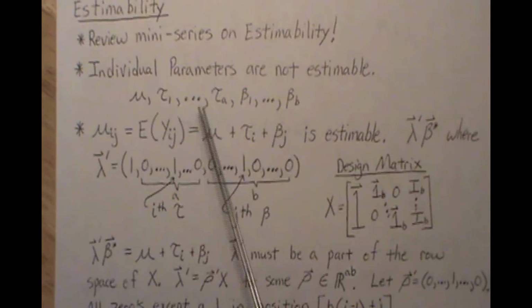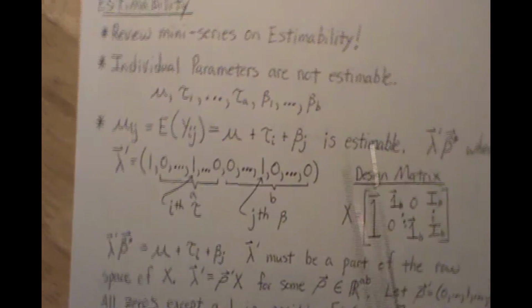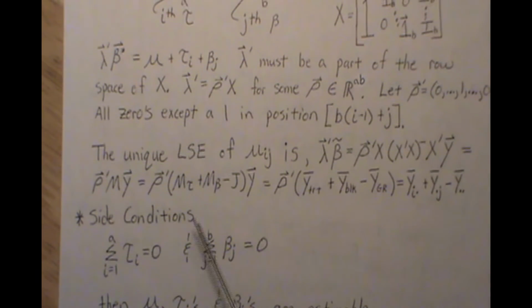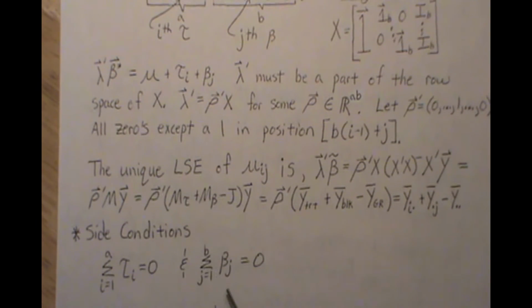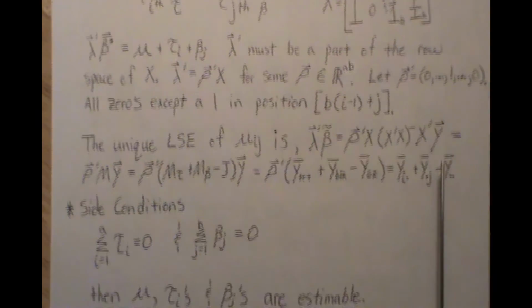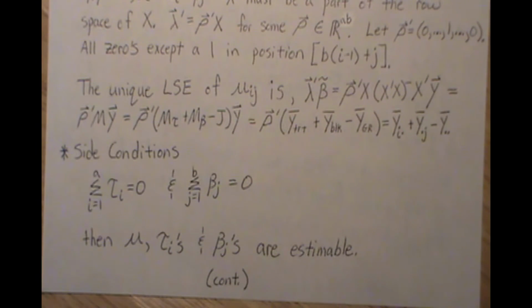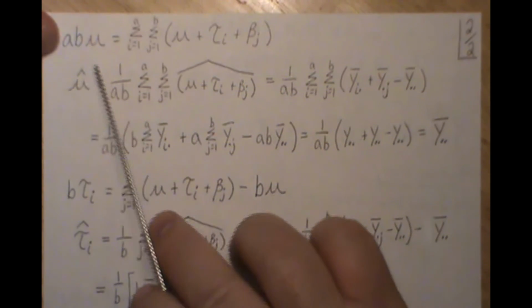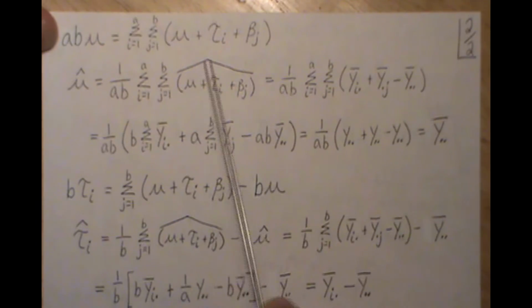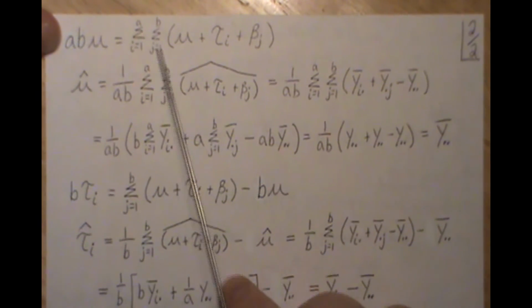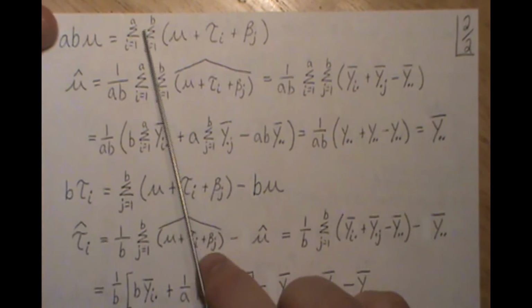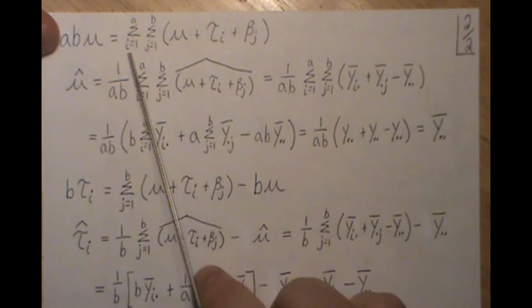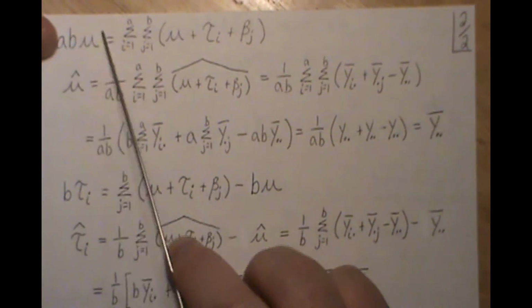Now, to get these individual parameters to be estimable, we have to introduce what's called a side condition, or side conditions. We assume that the taus sum to 0, and we assume the betas sum to 0. Then mu, the taus, and the betas are estimable. So in this equation, ab mu is equal to this. And you can kind of see it like this. If we take these sums into each of these components, then there's no index, so we're summing it ab times. So this is already equal to that.